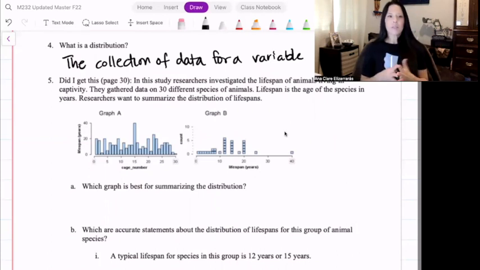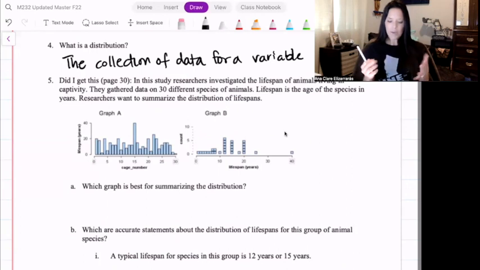In the Did I Get This on page 30, it says that in this study, researchers investigated the lifespan of animals living in captivity. They gathered data on 30 different species of mammals. The lifespan is the age of the species in years. So how long did the animal live? And they want to summarize the distribution of lifespan. So they want to summarize all of the different ages that they gathered.